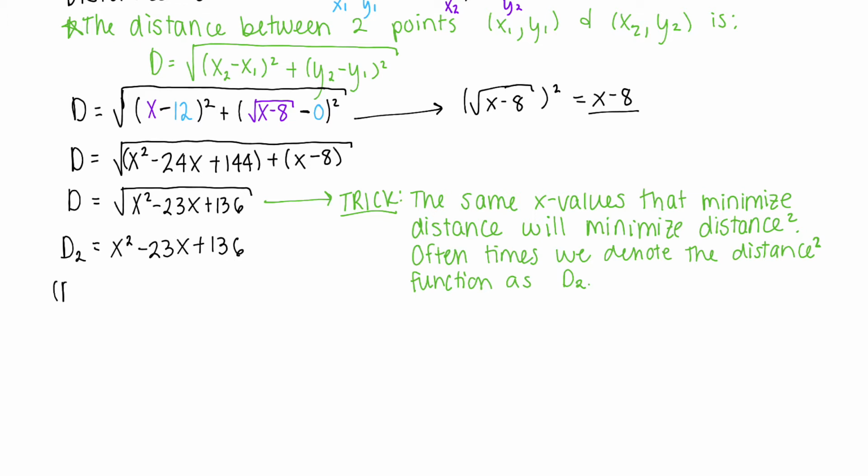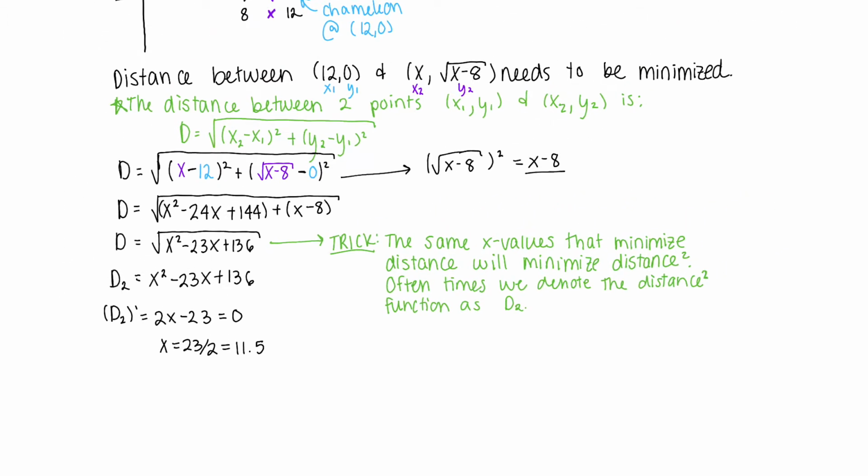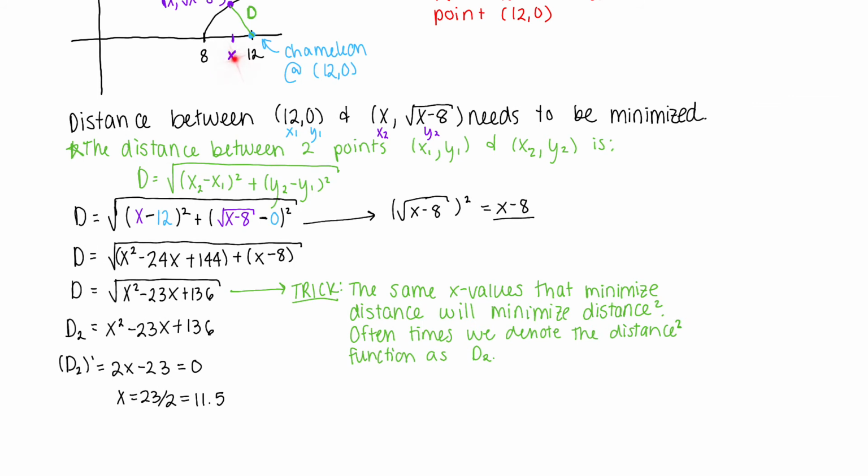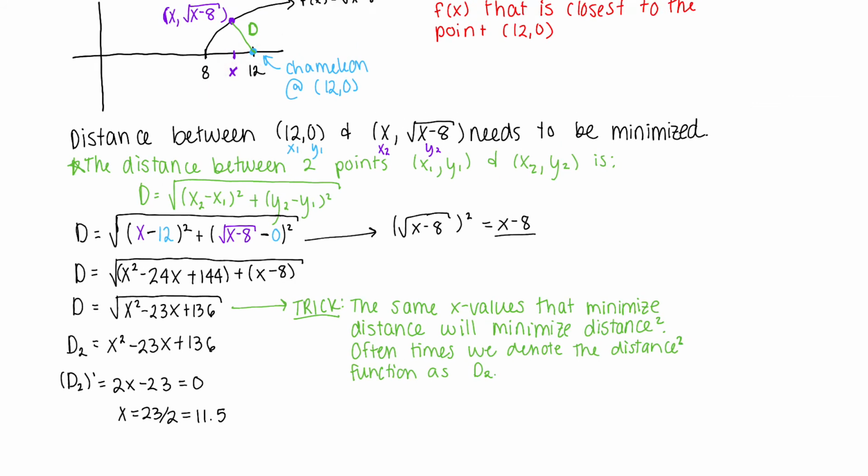From here, we can take the derivative. So we get 2x minus 23. We set it equal to 0. You're going to get x equal to 23 over 2, which is 11.5. At this time, we have what is hopefully the x value. So the x value right here is hopefully 11.5.